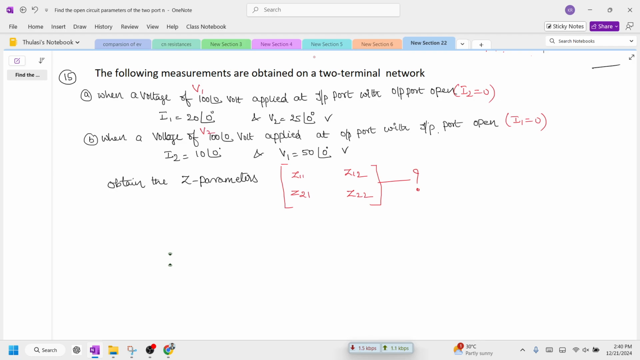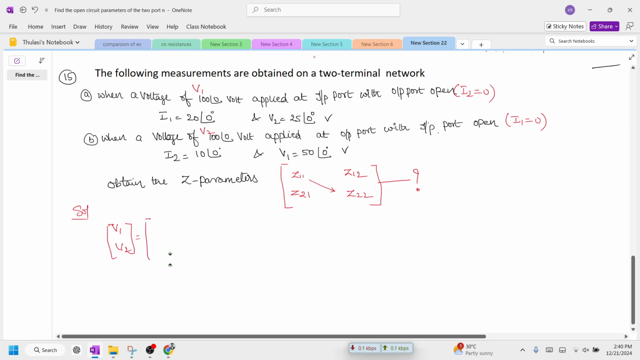He is asking us to find out the diagonal parameters, which are nothing but input driving point impedance, and this is a transfer impedance, this is reverse transfer impedance. So we need to find out. How to find out is, we know the basic equations of V1, V2.